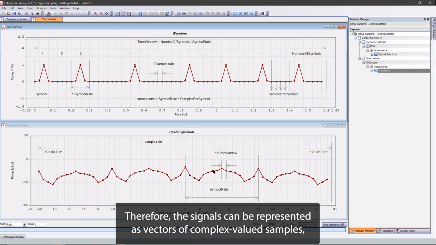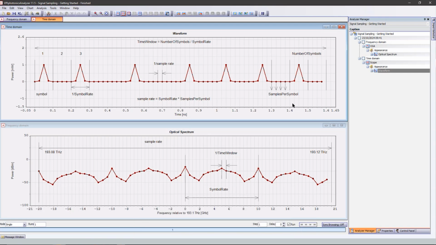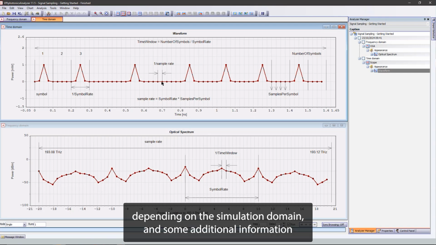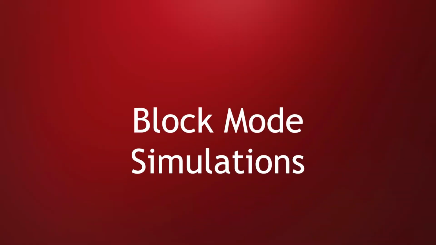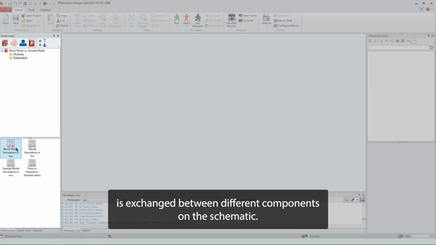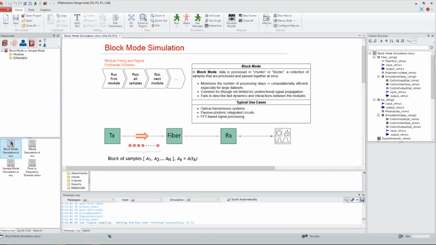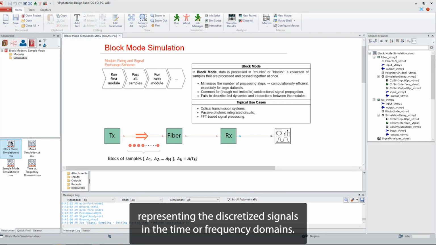Therefore, the signals can be represented as vectors of complex-valued samples, where each element corresponds to a specific point in time or frequency, depending on the simulation domain, and some additional information like optical carrier frequency, boundary conditions, the time and frequency grid spacing, and others. Block mode and sample mode define how the signal data is exchanged between different components on the schematic. In block mode, data is processed in whole blocks, vectors representing the discretized signals in the time or frequency domains.